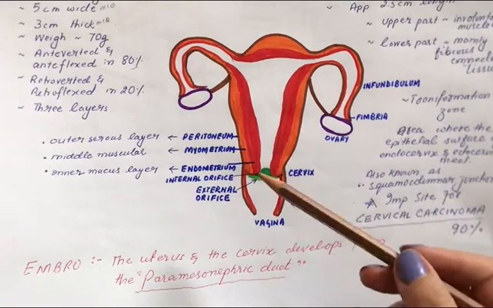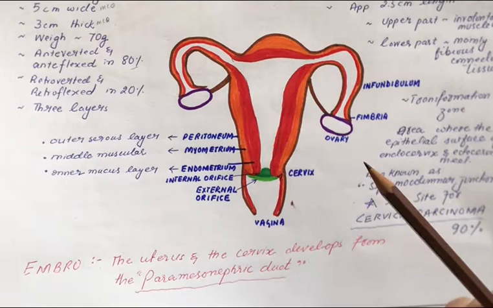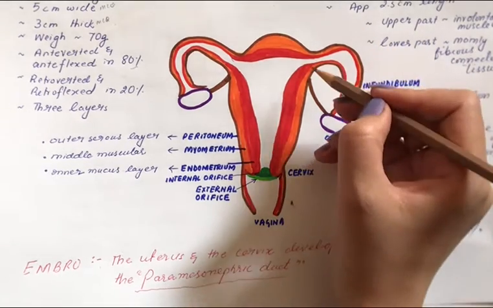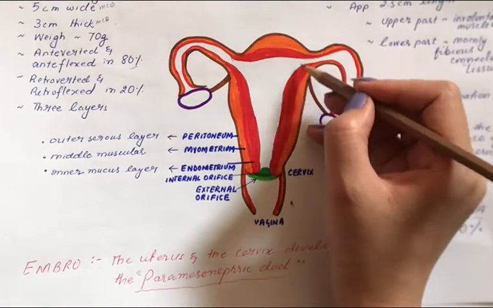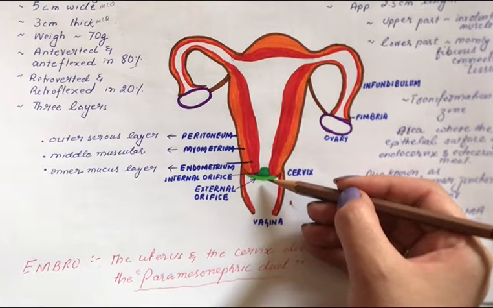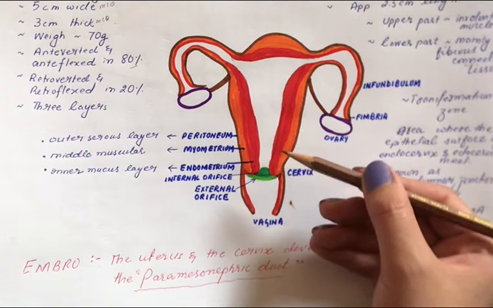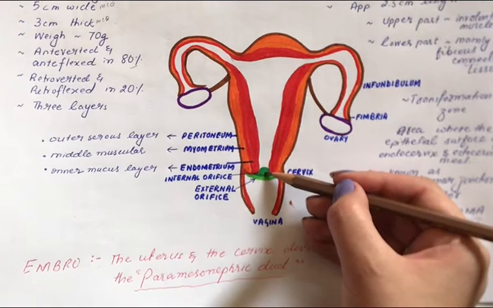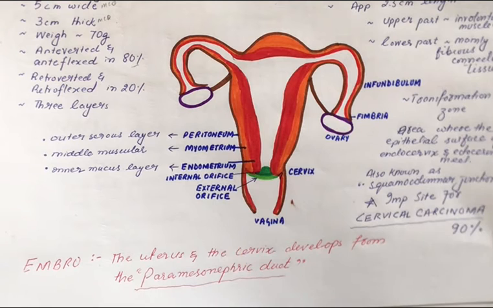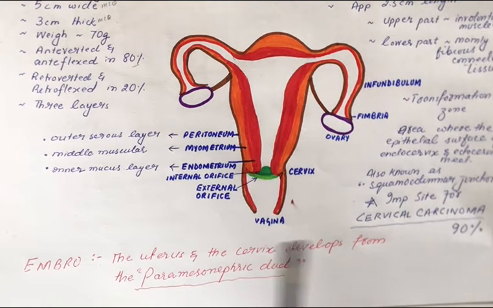It is the upper part of the uterus above the isthmus, the cornu, and cornu is the part where the fallopian tube attaches to the uterus, and the internal os and the external os. Anatomical internal os is the constriction at isthmus where the corpus joins the cervix, right? Again, its embryology: the uterus and the cervix develops from the paramesonephric duct. I hope this is clear to you.